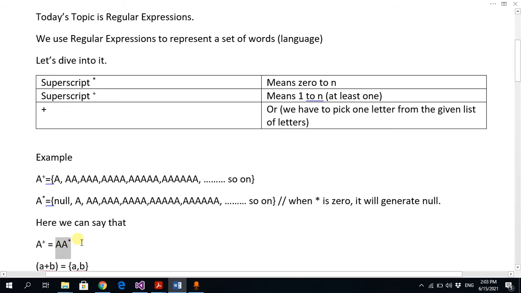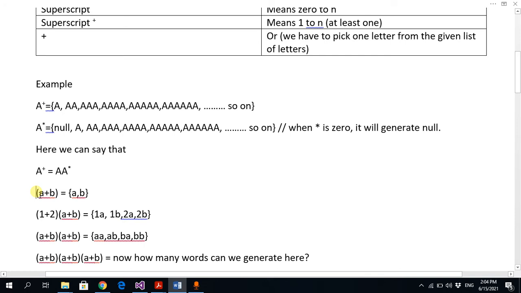Next, to understand the concept of this plus sign, let's see some more examples. Here we have another regular expression, A plus B. As I already told you, this plus sign means you will pick either A or B. So you will pick one letter from the given range of letters. If you pick A, then the word becomes simply A, and if you pick B, then the word becomes simply B. So this regular expression can generate these two words only. These are the words of this language.